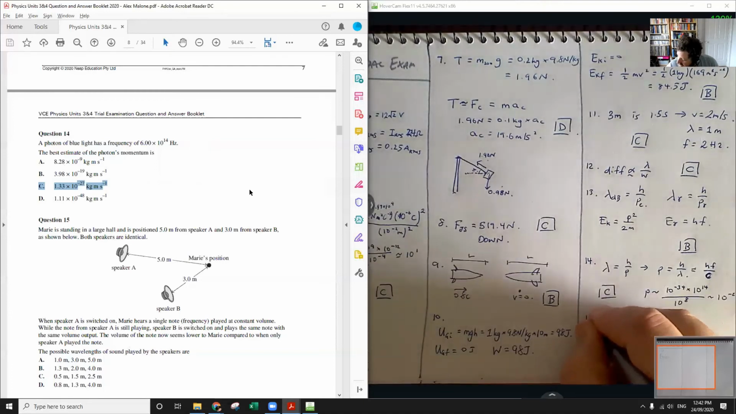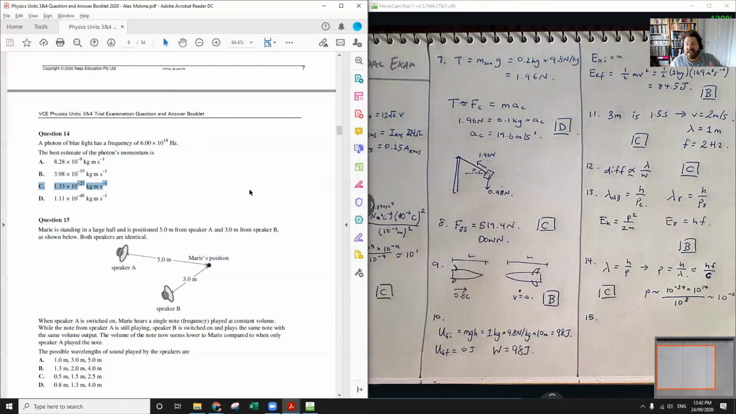Once again, that instinct to get out your calculator straight away can be fought. Look at the possible options and say, are they really close enough that it even matters? Or can I actually just do this sort of intuitively?